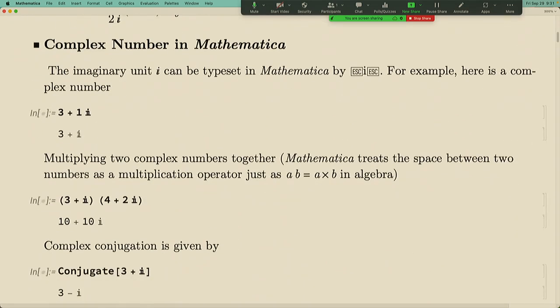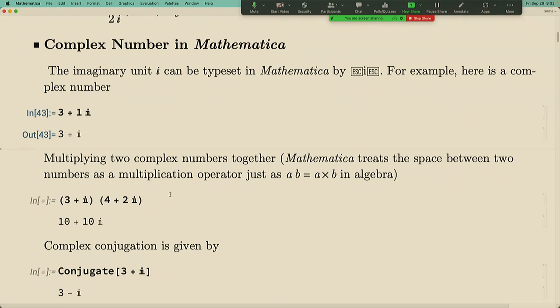Let me teach you a little bit about Mathematica, which is the system we use to write these lecture notes. Mathematica is a very powerful computer algebra system, and it allows you to do many computations without needing to write a program. It's very simple. The imaginary unit in Mathematica can be typeset by pressing Escape, i, Escape. If I press Escape i Escape, it doesn't come out right, so you need to type i twice: Escape, i i, Escape. Then it becomes the right symbol. And this notation means 3 plus I, which is a complex number.